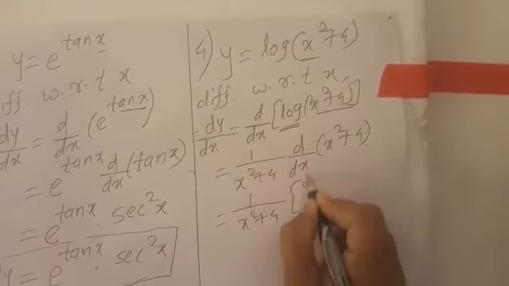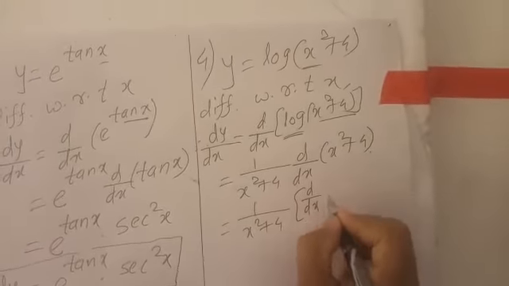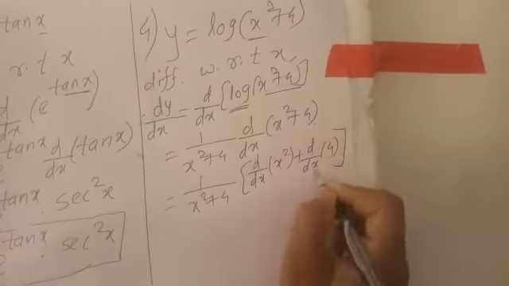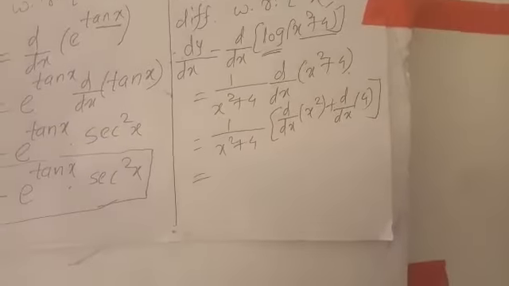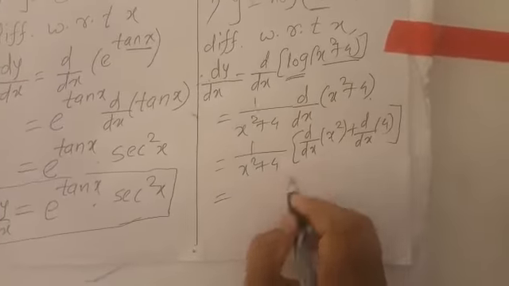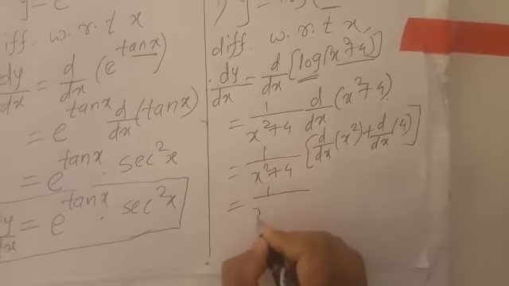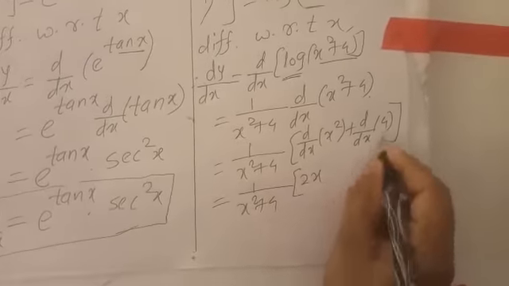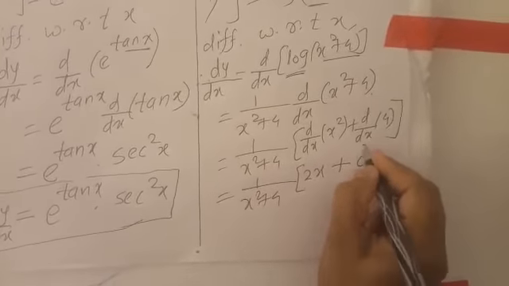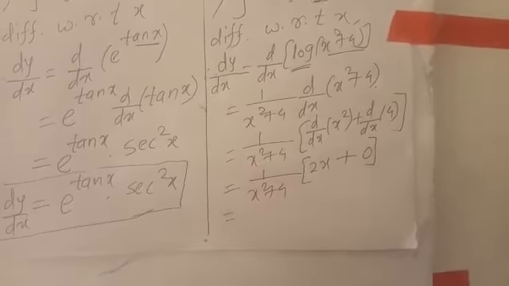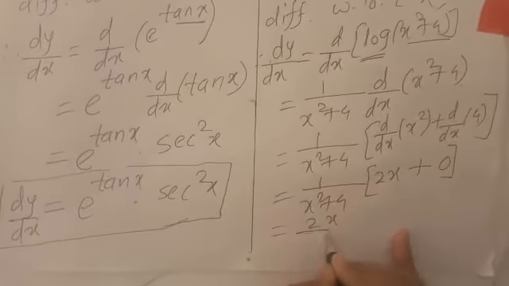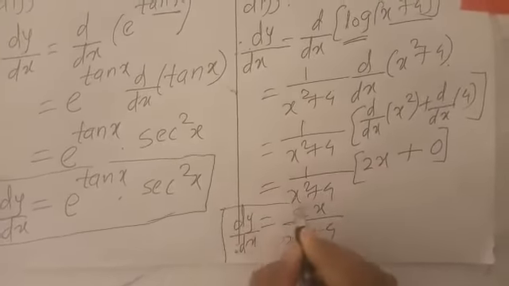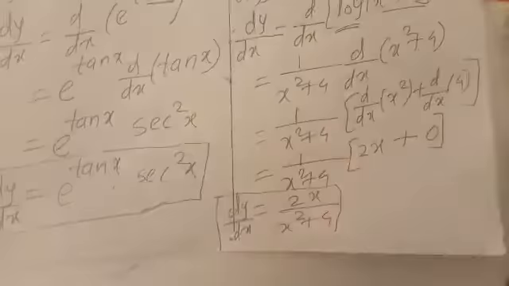Now derivative of this x square plus 4, d by dx of x square plus d by dx of 4. But 4 is a constant term and therefore its derivative is 0. Therefore d by dx of x square is 2x. We can write again 1 upon x square plus 4, derivative of this term x square, that is 2x, and derivative of constant term, that is 4, is 0. Now 2x is multiplied to 1, therefore 2x upon x square plus 4, and this is the derivative of the given function y is equal to log of x square plus 4.